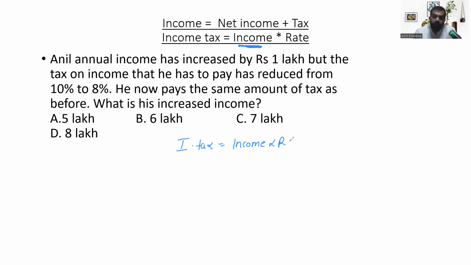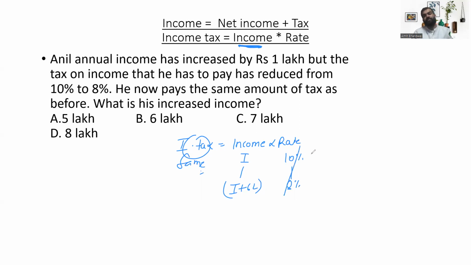Income into rate. Now annual income increased by 1 lakh means this income is I. This will become I plus 1 lakh. Okay. But the tax on income has to pay 10% to 8%. Initially 10%, now 8%. Okay. Same amount of tax as before means this value will remain. What is the increased income? This is same.